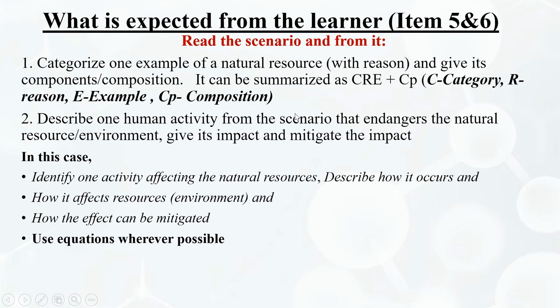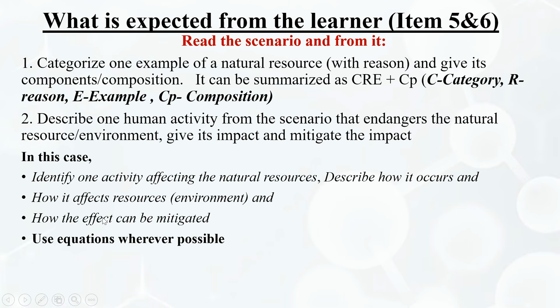So you read the scenario very well, you identify a human activity that endangers the natural resource. You give its impact and mitigate the impact. So in this case, we identify an activity affecting natural resource. We describe how it occurs and how it affects the resources or environment and how the effect can be mitigated.